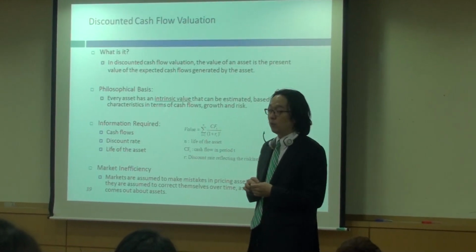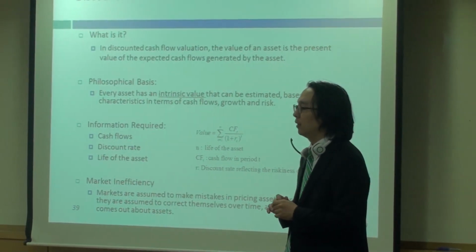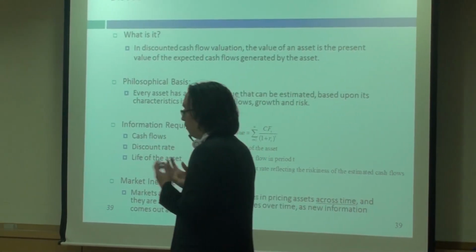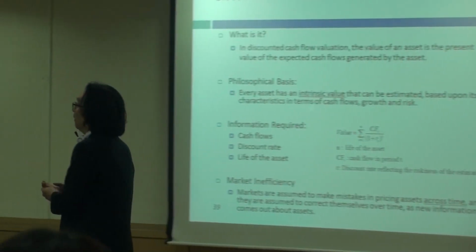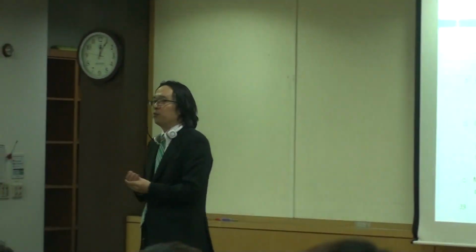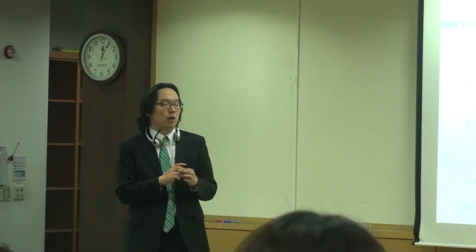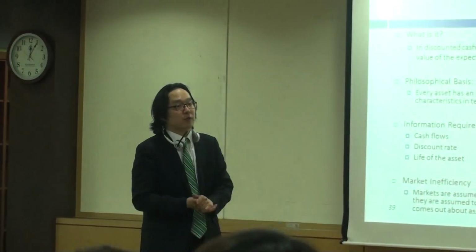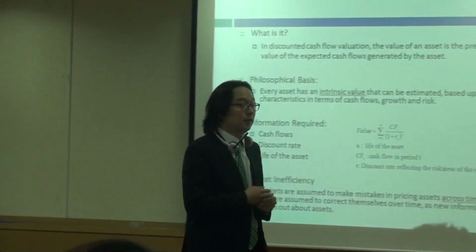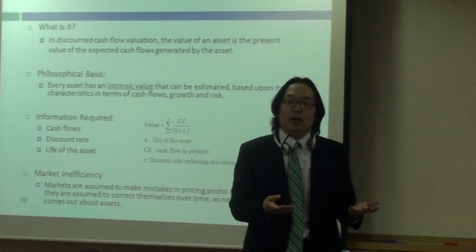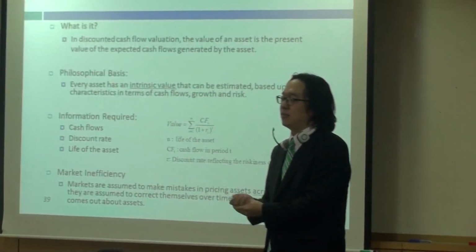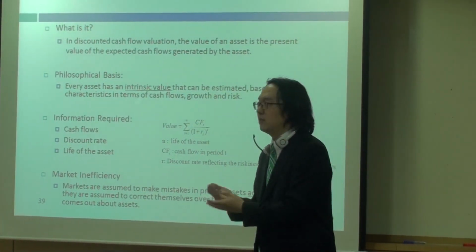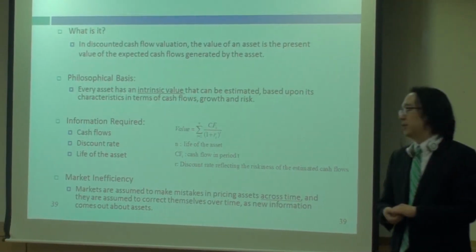And then the analyst using this technique typically assumes the market is inefficient. Samsung Electronics or whatever stock that you value is most probably mispriced somehow, undervalued or overvalued. The price right now is not reflecting the fundamentals. That's why we recommend buy for this stock, or sell this stock. Market inefficiency.